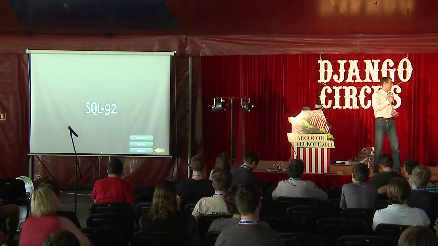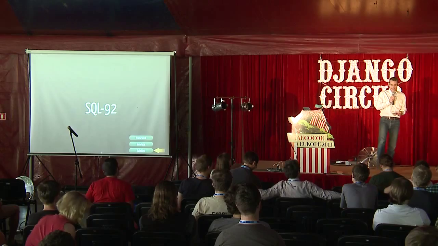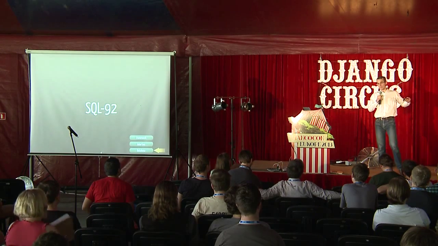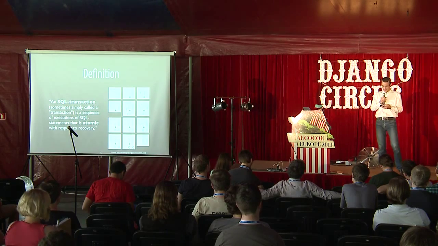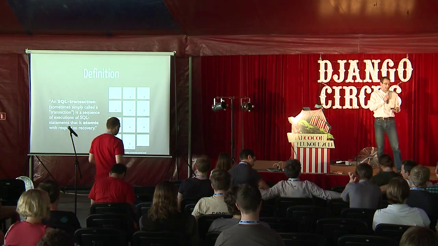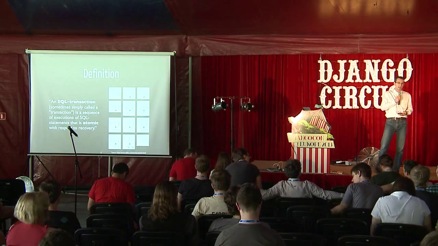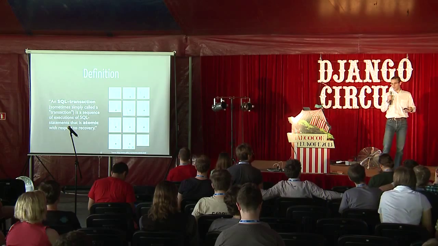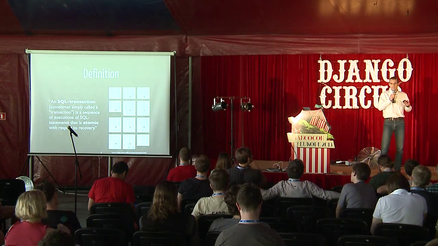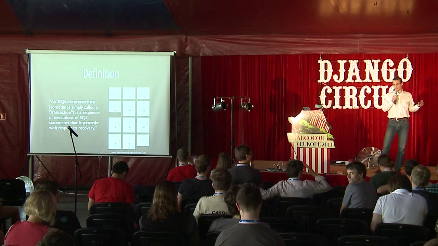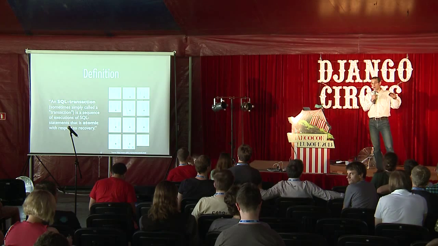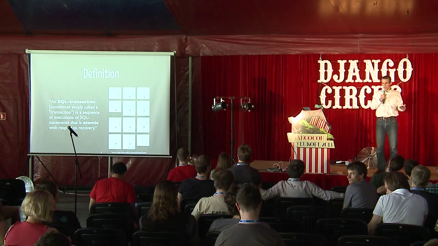So let's start with the SQL standard. SQL more or less begins at SQL 92, which is only a few hundred pages. It's not in the thousands range. And SQL 92 defines an SQL transaction as a sequence of execution of SQL statements that is atomic with respect to recovery. And here the key word is atomic. It means that when you run an SQL transaction, all the statements in the transaction are going to be executed, or none of them are going to be executed.